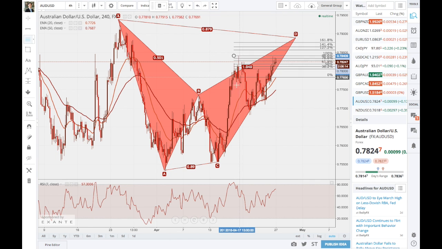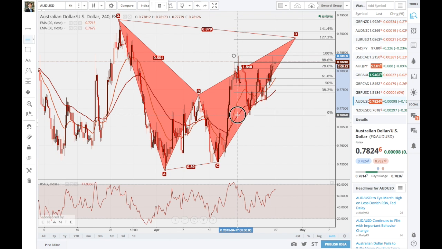So if we pull our Fibonacci retracement tool from here to here, the recent high to the recent low, we can see that this point retraced up to the 786. So if our midpoint, or our B point, retraced up to the 786, what we have is a potential butterfly pattern. And the butterfly pattern completes around the 127 extension.